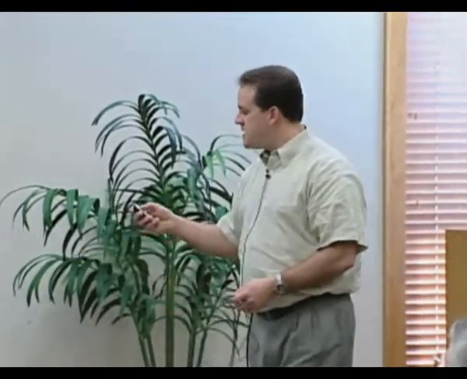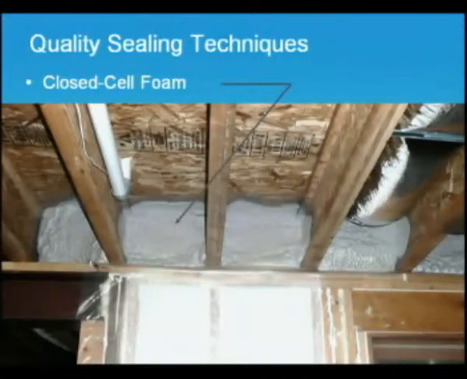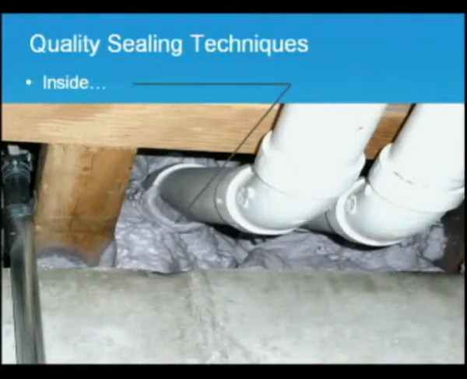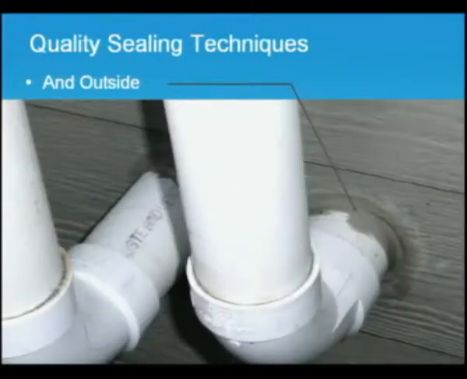Quality sealing techniques, here's an example of the closed cell foam, especially with irregular shapes like you see in these joists. That tends to provide a much tighter seal in that area and gives us that air barrier that we traditionally don't get. Same thing here, we've got 2 pipes going out for our HVAC. You can see again how much tighter we get around those areas, reducing the amount of air infiltration.